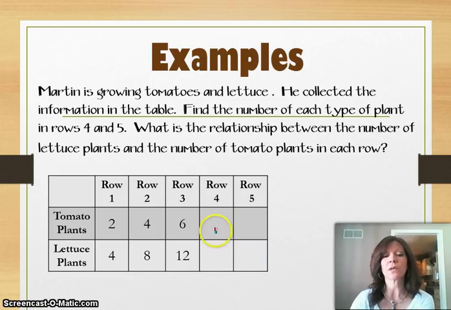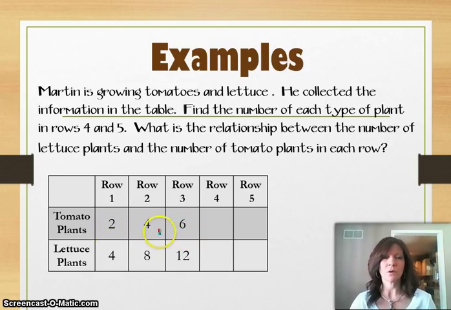So not only are we going to solve for rows 4 and 5, but we need to figure out what the relationship is. So in order to do that, you're going to look at how many tomato plants are in the first 3 rows, how many lettuce plants are in the first 3 rows. So we're looking for this pattern, 2, 4, 6. We know that there is a difference in those numbers, 4, 8, 12. What's the difference between those numbers? These numbers increase by 2.